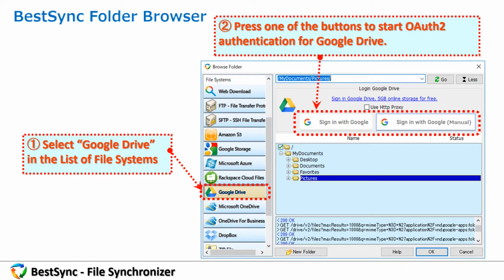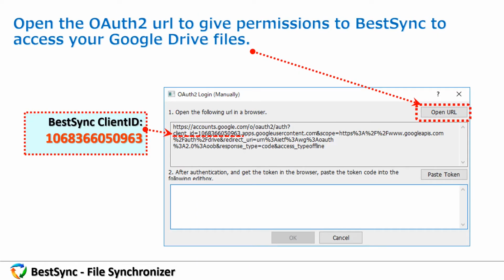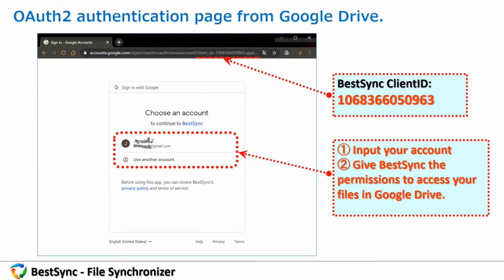Press one of the buttons to start OAuth 2 authentication for Google Drive. If you press the OAuth 2 manually button, the Manually OAuth 2 dialog box is opened. Press Open URL to open the OAuth 2 URL with the client ID of BestSync by the default browser. If Chrome is the default browser, the OAuth 2 screen is opened by Chrome.